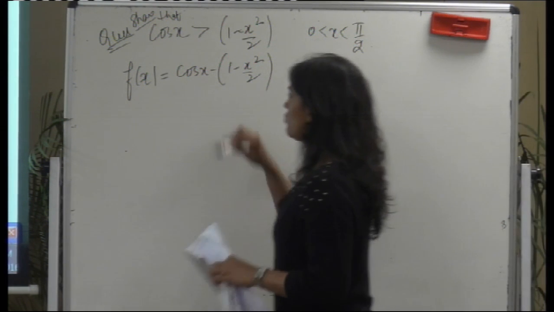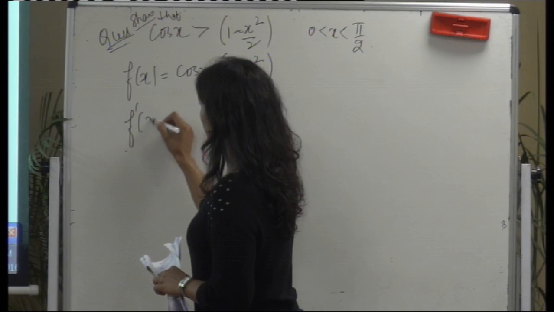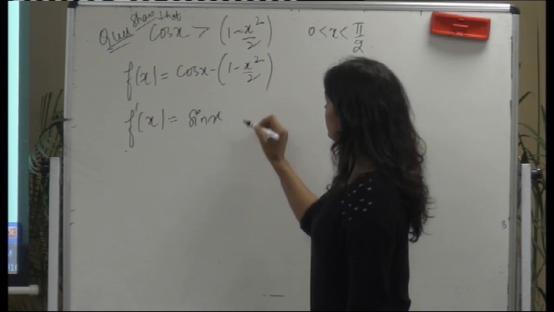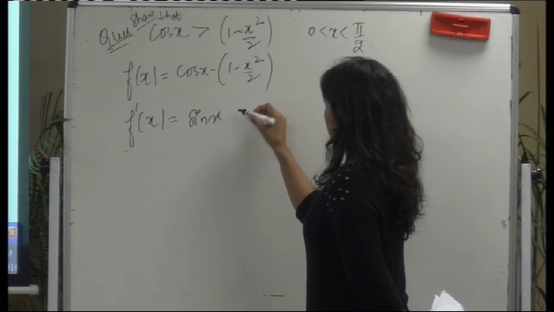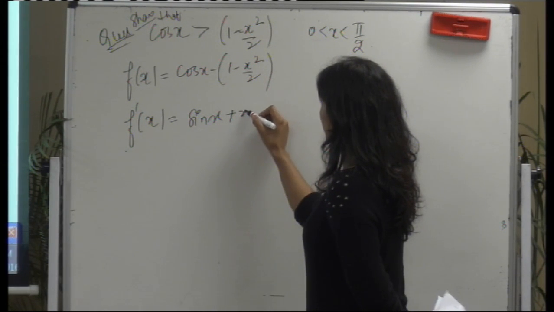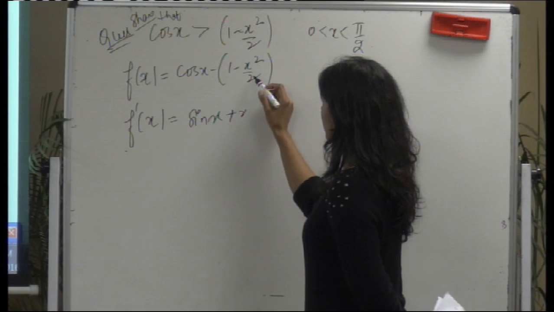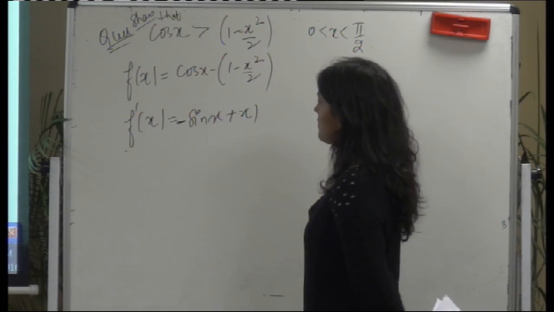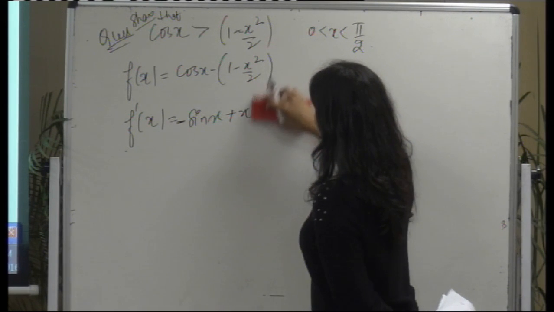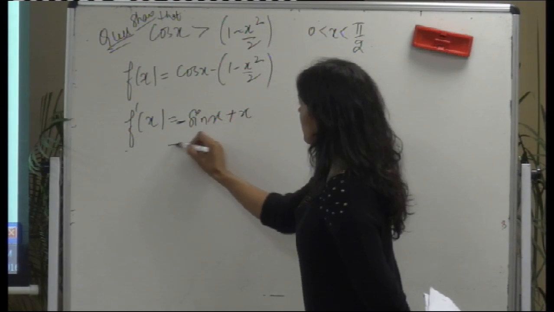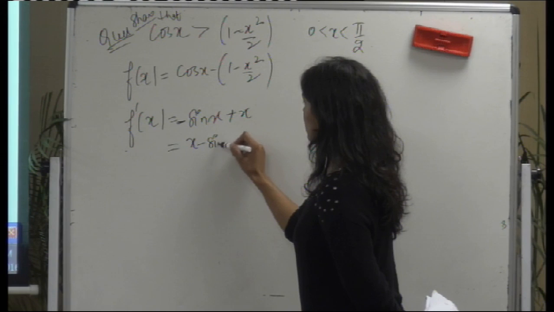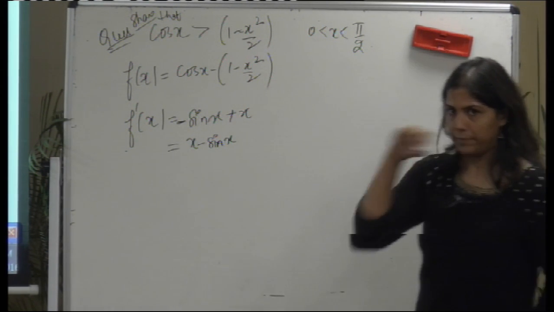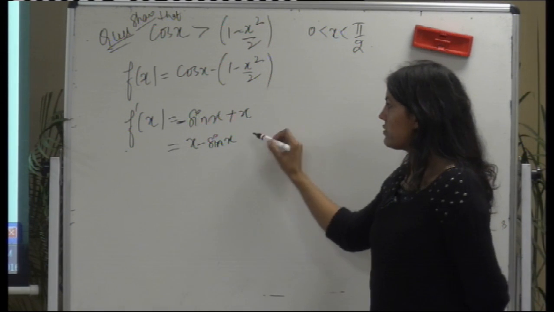So let's check the behavior. Your derivative is sin x plus x cos x. Okay, yes, cos is minus sin x, so it is cos x minus sin x plus x. I can't say anything from here. Can I say anything from here?